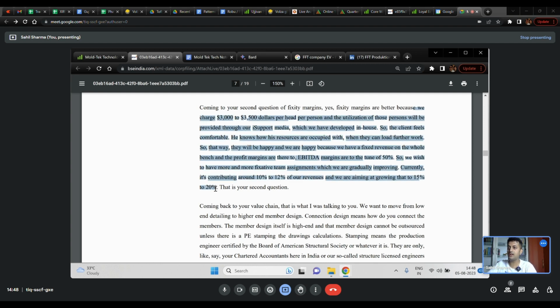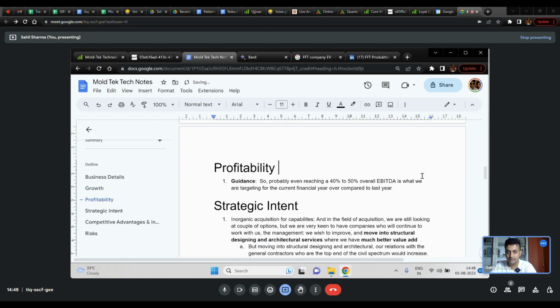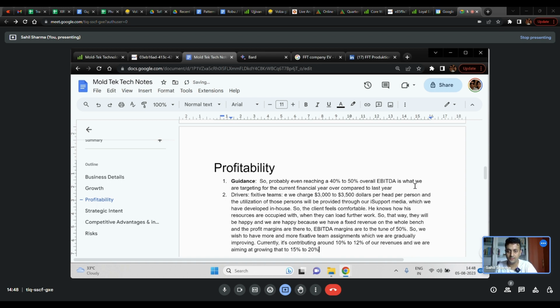All of this is talking about the driver of profitability, how the profitability would go up. Yeah. These are very good insights.